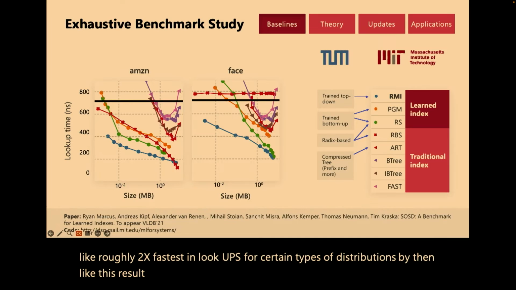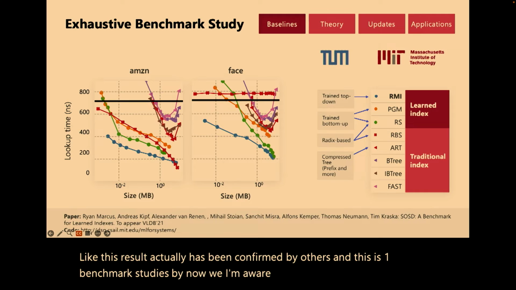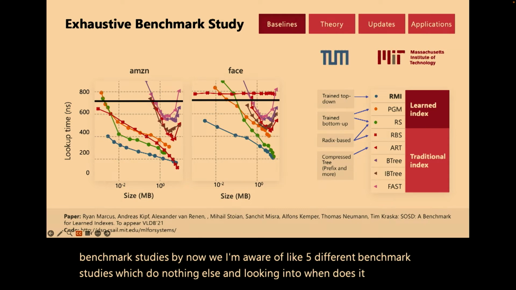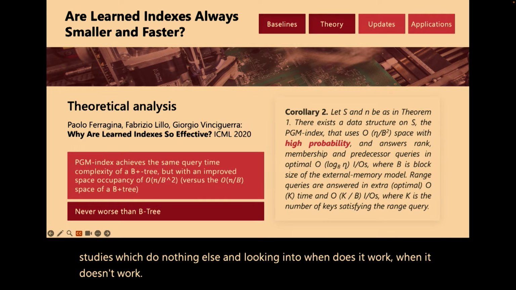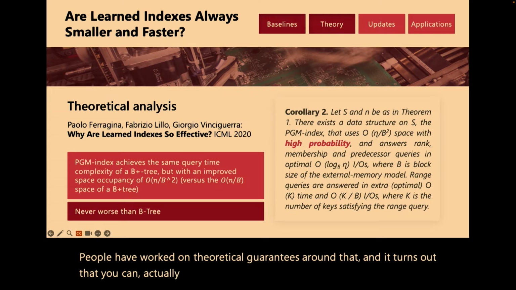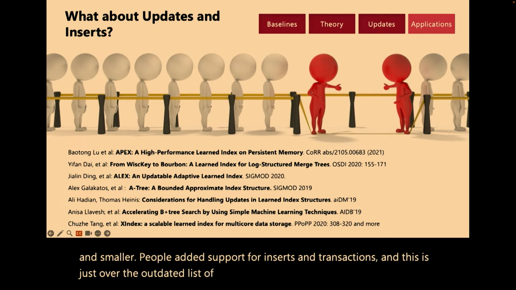By now, this result has been confirmed by others, in one benchmark study after another. I'm aware of 5 different benchmark studies which do nothing else than look into when it works and when it doesn't work. People have worked on theoretical guarantees around that, and it turns out that you can actually prove that under certain conditions, those are faster and smaller. People added support for inserts and transactions, and this is just an outdated list of papers. There are even more by now.